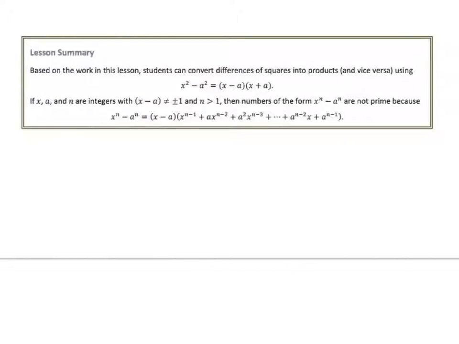Okay, last slide. Based on the work in this lesson, students can convert differences of squares into products, and vice versa, using the difference of 2 squares identity. And then, using that identity, we just need to remember that x minus a can't equal 1, and n has to be bigger than 1. Then the numbers of the form x to the n minus a to the n are not prime, because that first term gives us a number greater than 1. Then we know it's composite. Good job today.